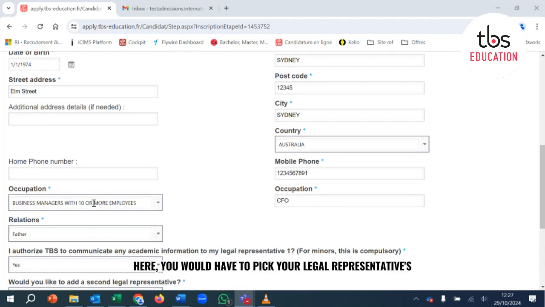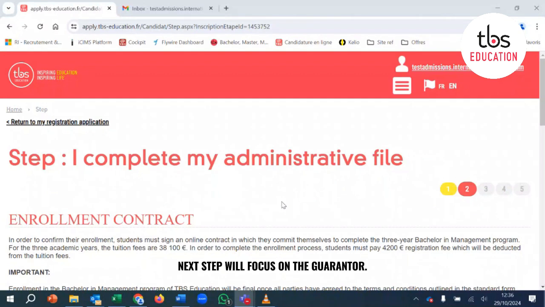Here, you would have to pick your legal representative's occupation category. And then, on the right-hand side of the screen, you will have to write in their specific title. Next step will focus on the guarantor. If you don't know what that is, this is the person that will provide TBS education with a guarantee.